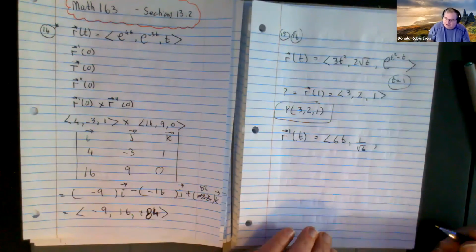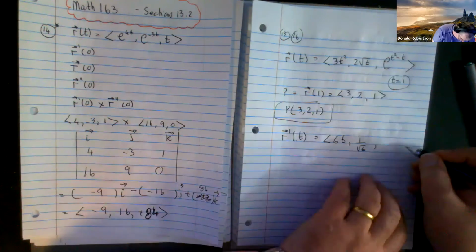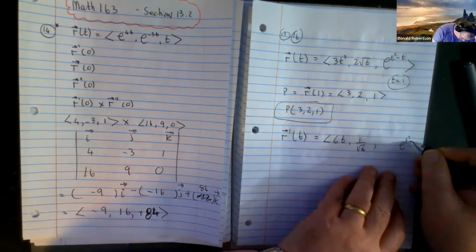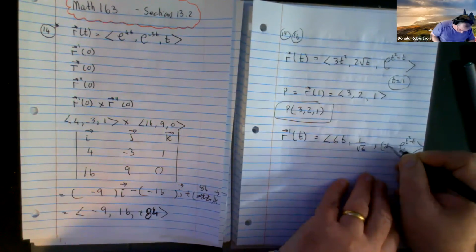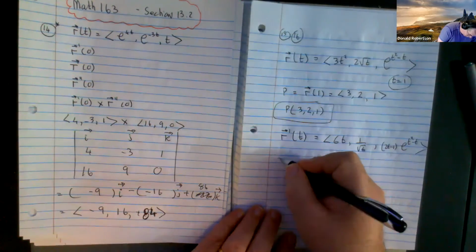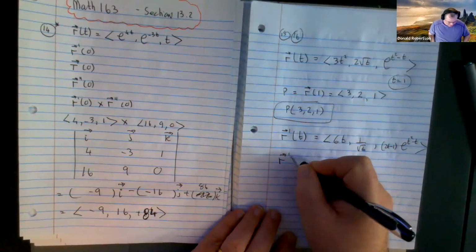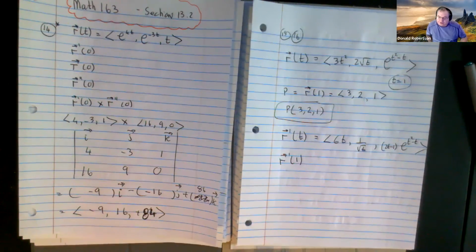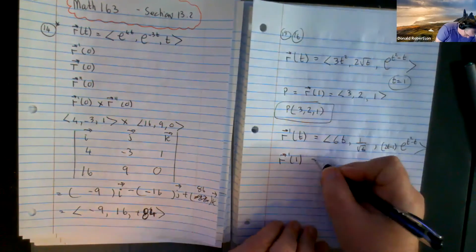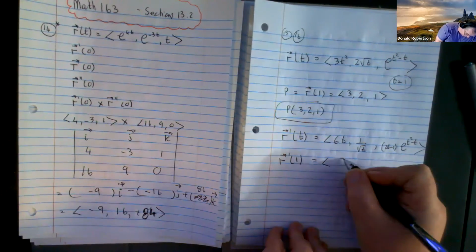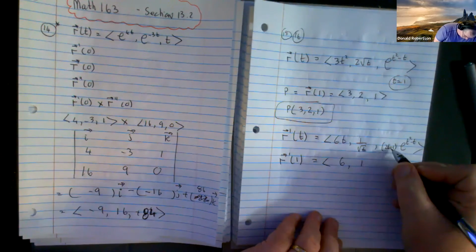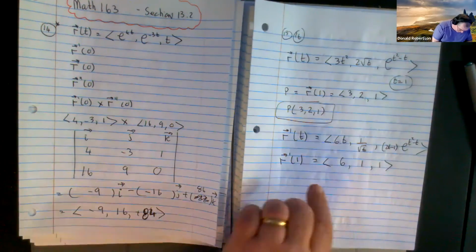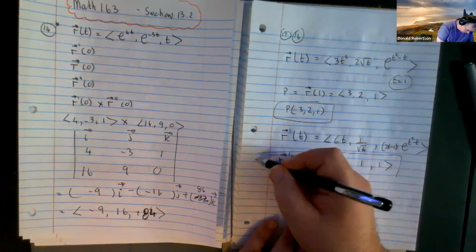And if you differentiate this guy, you'll get e to the t squared take away t times the derivative of t squared take away t, which is 2t take away 1. And since I want to know the direction vector, I'm trying to find the derivative at 1. And that's going to be 6 times 1, which is 6. 1 over that is 1. And 2 times 1 is still 2, take away 1 is 1. So there is our direction vector.